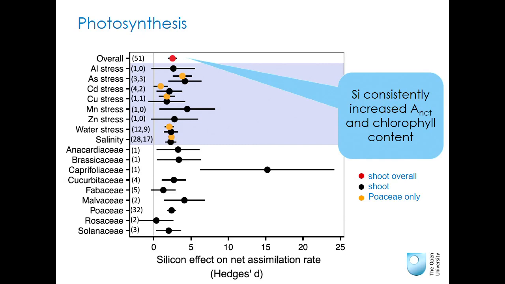So what I tried to do was pull out the Poaceae, which are in orange, so that we could start to look for differences in interactions between stress types and families. But I think there are still not big enough numbers for me to feel confident to say that in the Poaceae and aluminium stress we see a different pattern to something else. But I think it's important to start looking for these patterns. So we see that silicon consistently increases photosynthetic rate, and we saw exactly the same thing for chlorophyll content as well.